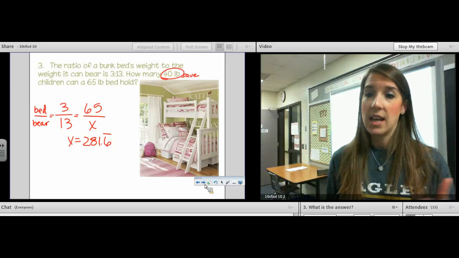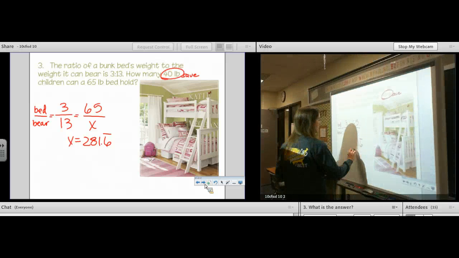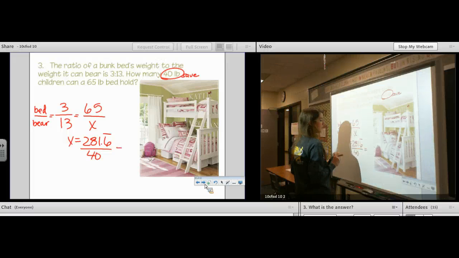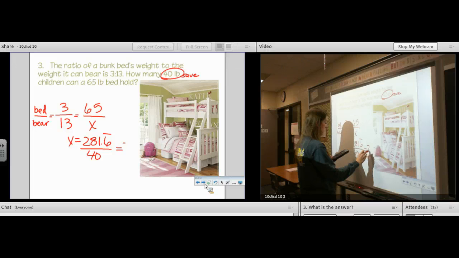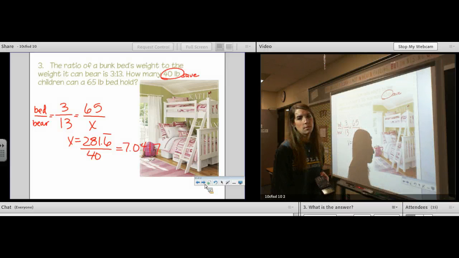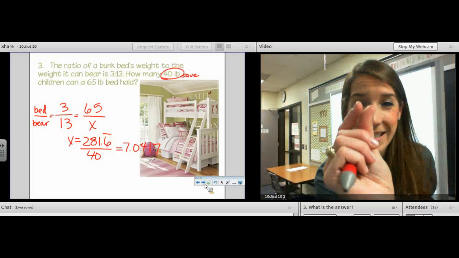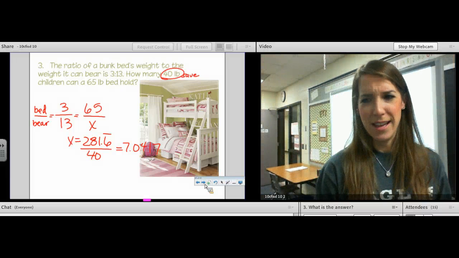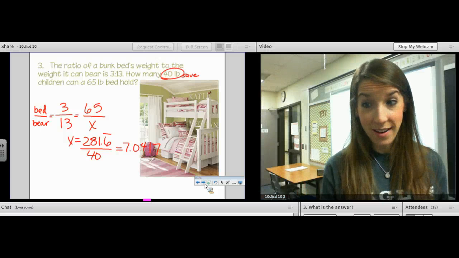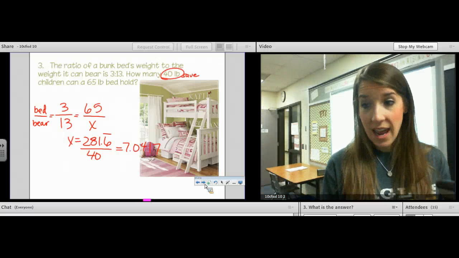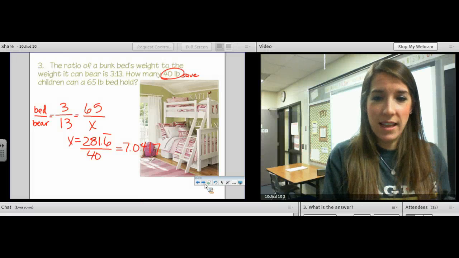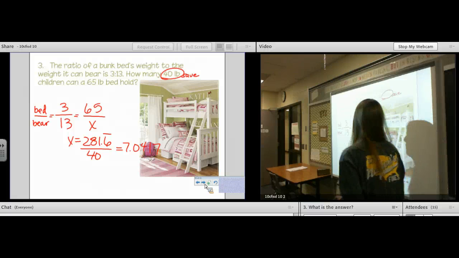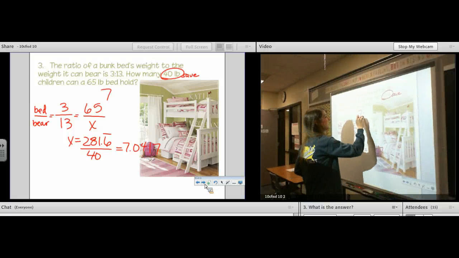Now, if each kid is 40 pounds, I want to find out how many kids it can hold. So if we take that number and divide it by 40, we get 7.0417. So it can hold a smidgen more than 7 kids, but it can't hold 8 kids, right? And it can hold more than 6. It can hold 7 kids plus someone's stuffed animal. So the final answer is 7 children.